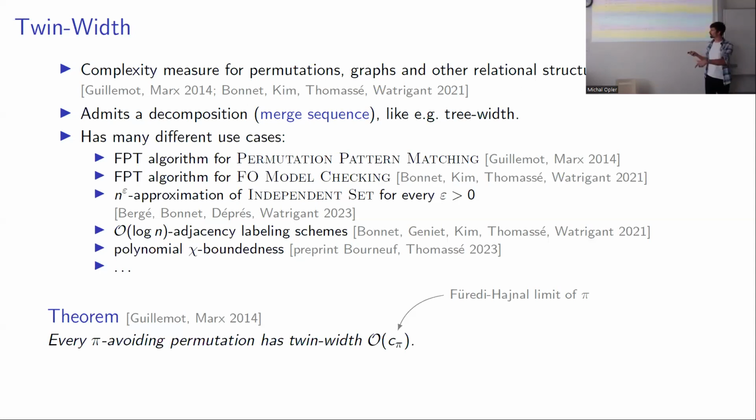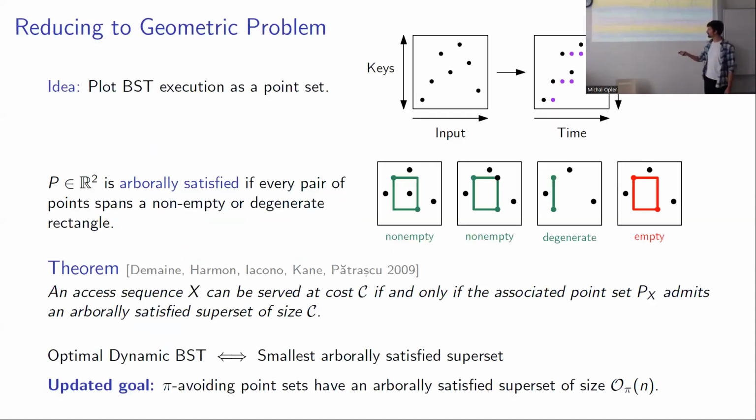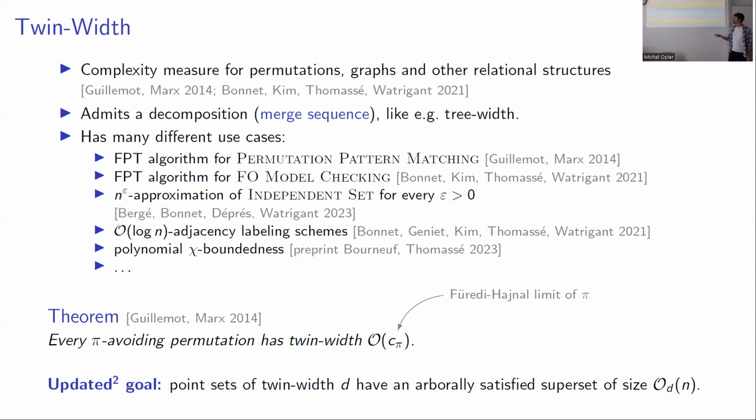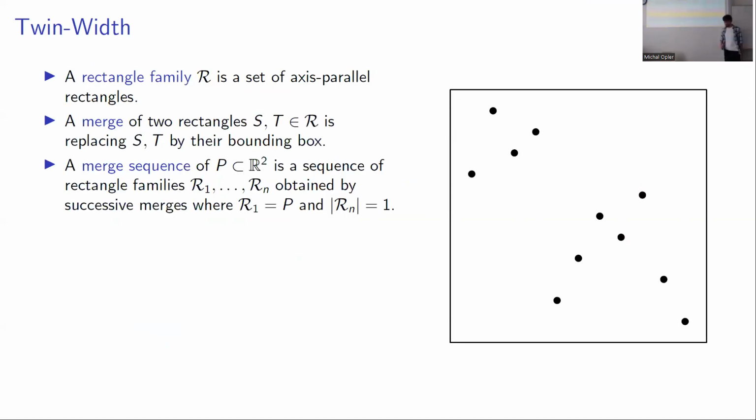And so if you remember the previous slide, we were trying to, for every pi-avoiding set, find an arborally satisfied superset of linear size. Well, we rephrase this once again. Now we just look at point sets of bounded twin-width, and we want to show that point sets of bounded twin-width have an arborally satisfied superset of linear size. And this will be, in fact, what we will do. It's the final formulation of this fact. Now the promised definition. So bear with me, it's not that complicated. It's actually much easier than with graphs.